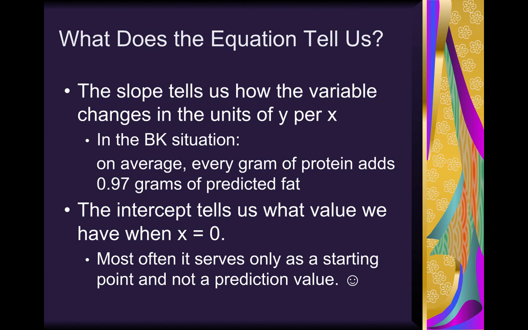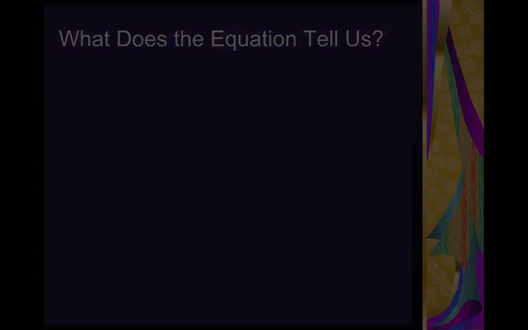So on average, each unit of x adds or increases or decreases, depending on the sign of the slope, the value of the slope using the units of y for the predicted y value. And we have to say predicted because we don't know the actual y value. It is a prediction.